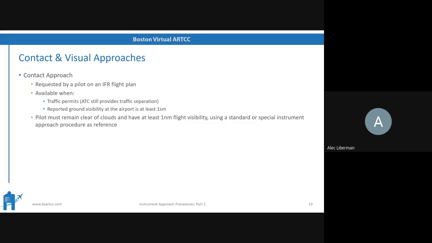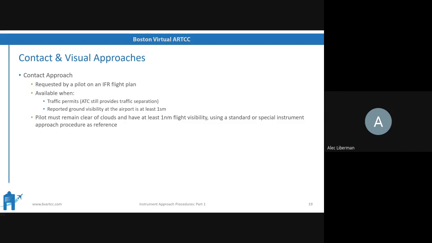Special types of approach is called a contact approach. This is requested by a pilot when on an IFR flight plan, never assigned. It's requested. It is available when either traffic permits and air traffic control still provides traffic separation, and the reported ground visibility of the airport is at least 1 statute mile. For a contact approach, the pilot must remain clear of clouds and have at least 1 mile of flight visibility using a standard or special instrument approach procedure as a reference.